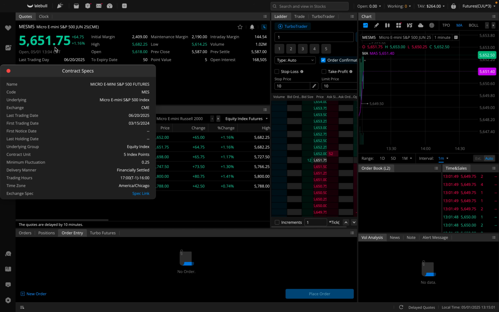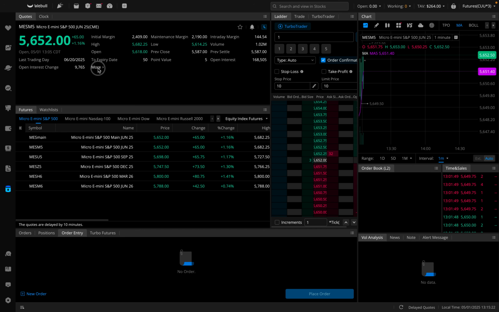So for example, here we have 651.75. The smallest possible price movement is 0.25. So the smallest it can move is either up 0.25 or down 0.25. That's the smallest. It's not going to move smaller than that. So that's also very important to know.